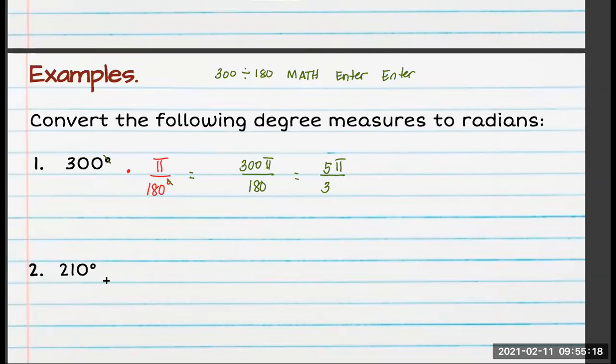Okay, what about 210 degrees? So again, we need to multiply this by pi over 180 degrees. So the degrees would cancel out. You will have 210 over 180. So again, in your calculator, divide 210 by 180, and then math, enter, enter.